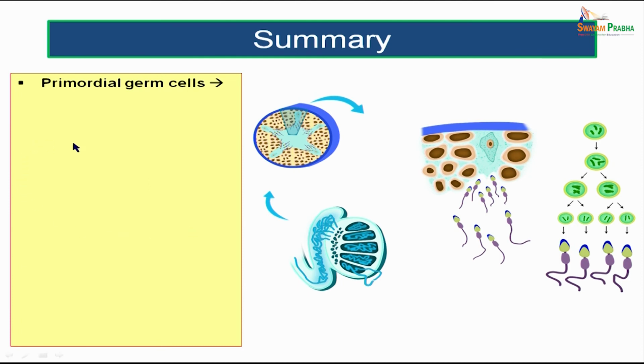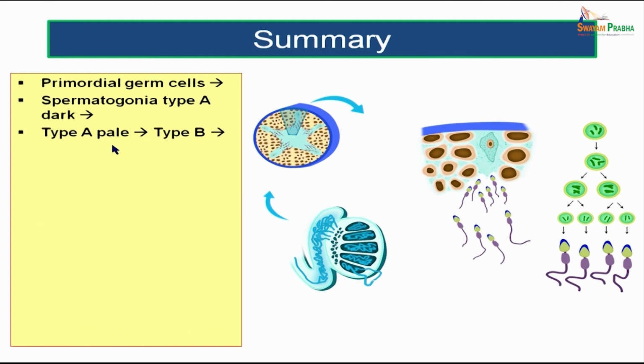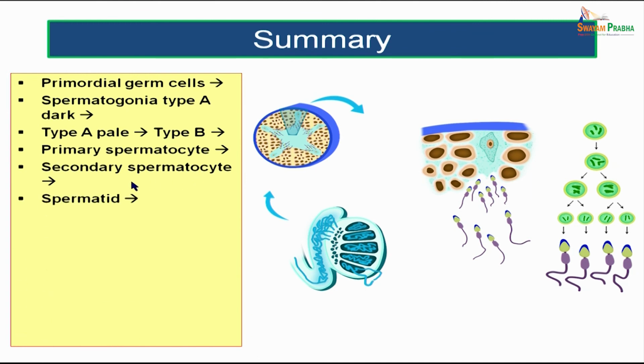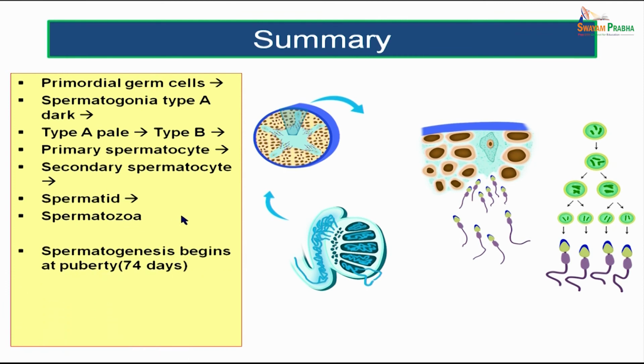We have the primordial germ cells, which are converted into spermatogonia. We have seen two types of spermatogonia, type A dark and type A pale. Type A dark will give rise to type A pale spermatogonia, which enters the formation of sperms by forming type B spermatogonia. Then what happens to the type B spermatogonia? They will form the primary spermatocyte. Later that will be converted into secondary spermatocyte, which will move on to the formation of spermatids, spermatozoa, and finally the mature sperm.